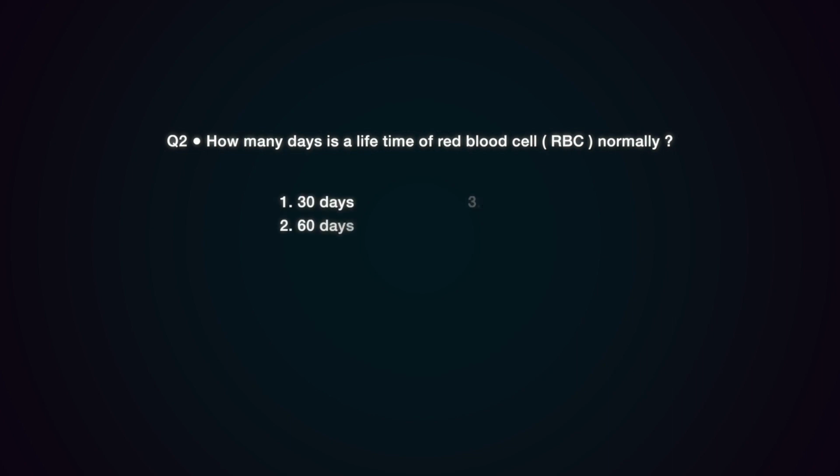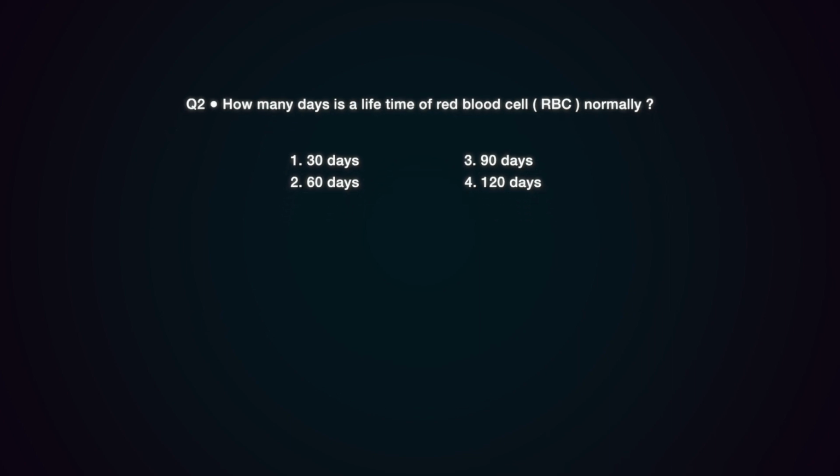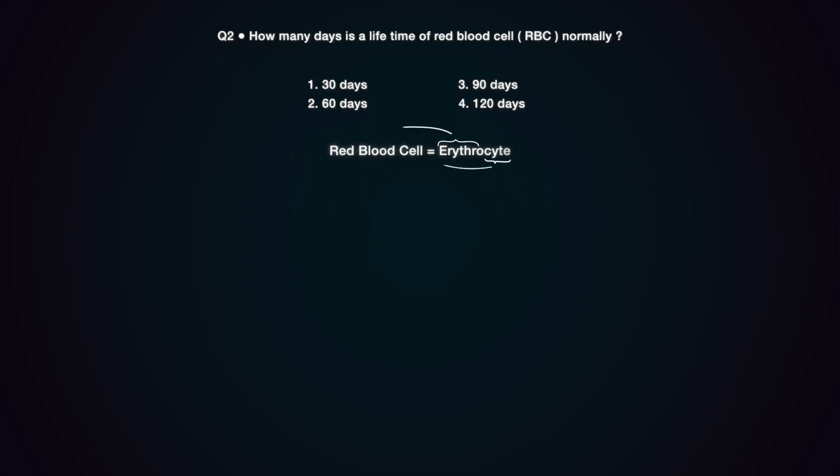Question 2. How many days is a lifetime of red blood cells RBC normally? 1. 30 days, 2. 60 days, 3. 90 days, 4. 120 days. Red blood cells or erythrocytes are widely known as cells carrying oxygen in the body. This function relates to hemoglobin component of red blood cells, but other functions and enzymes are also found in red blood cells. The origin of red blood cells refers to bone marrow.